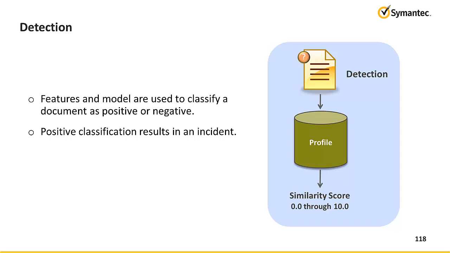At runtime, the detection engine compares the content from the body or attachment of an incoming message against the profile, and features and model are used to classify a document as positive or negative. If the document's features are statistically similar to the confidential features of the profile, based on the similarity threshold that was set, the system reports a match, and an incident is generated because the similarity score has exceeded the similarity threshold for the VML profile.